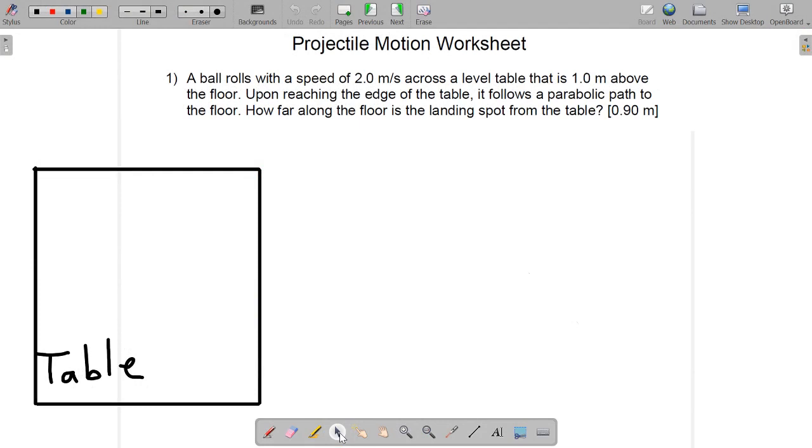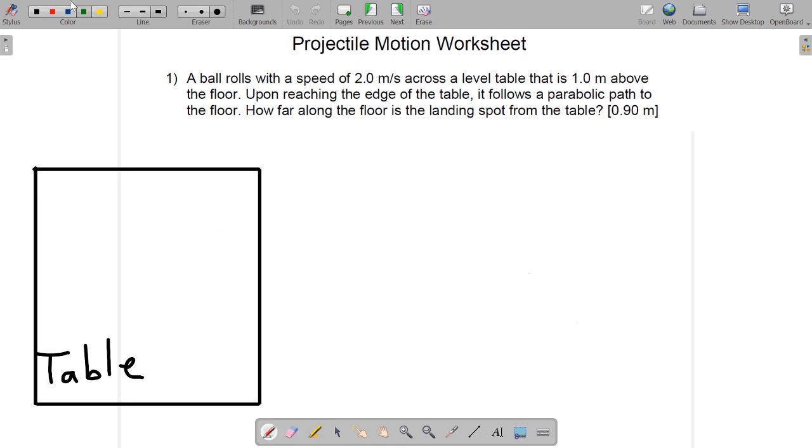Number one says a ball rolls with a speed of 2 meters per second across a level table that is 1 meter above the floor. Upon reaching the edge of the table, it follows a parabolic path to the floor. How far along the floor is the landing spot from the table? Everyone, as you work on these problems, please be sure that you are drawing a picture of the situation and labeling that picture correctly.